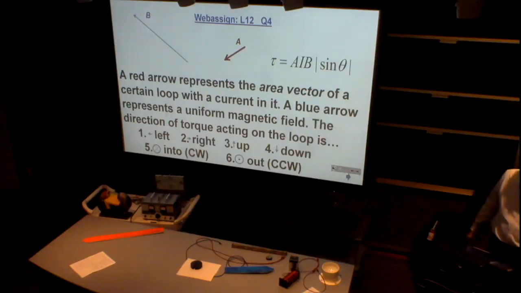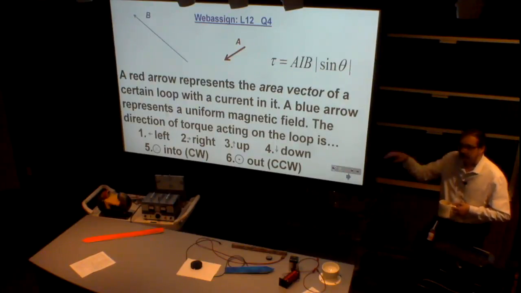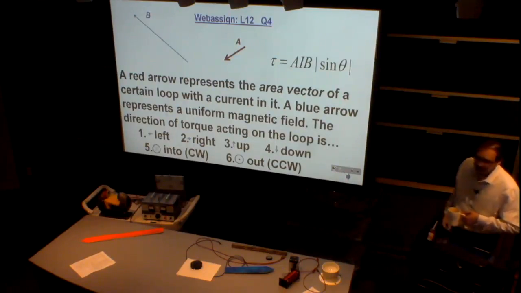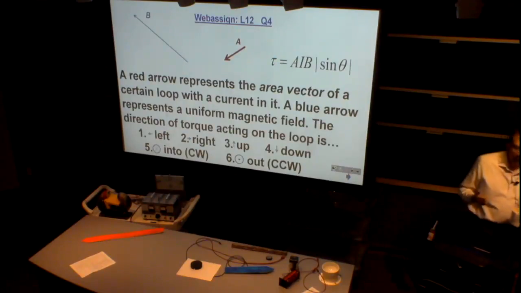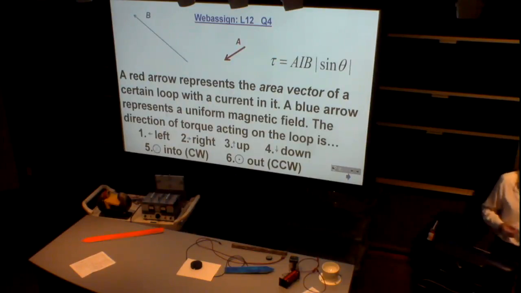Question. So we just have learned a rule. It doesn't require understanding. It requires enacting. So please enact. Here you see two arrows. The long arrow represents magnetic field. It's everywhere, but it's uniform. And the red arrow represents the area vector of a loop. We don't even need to see the loop itself. All we need is area vector.